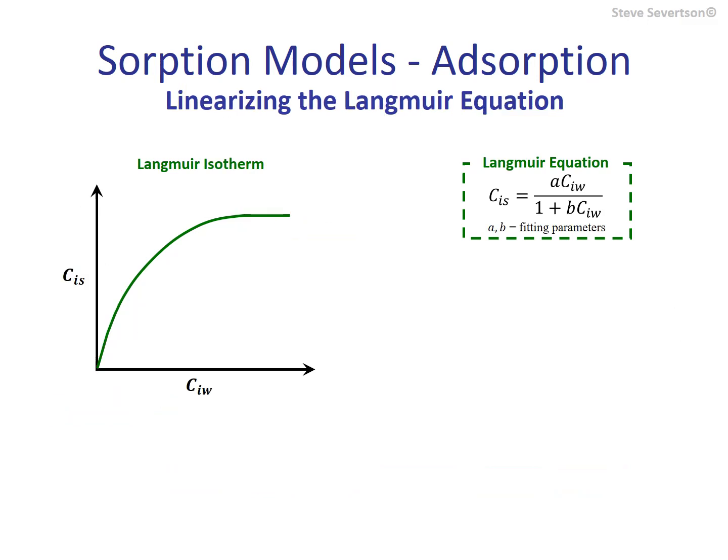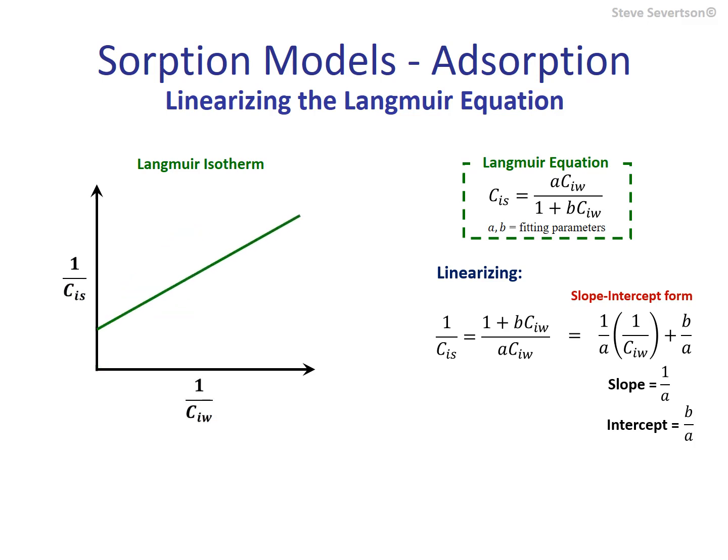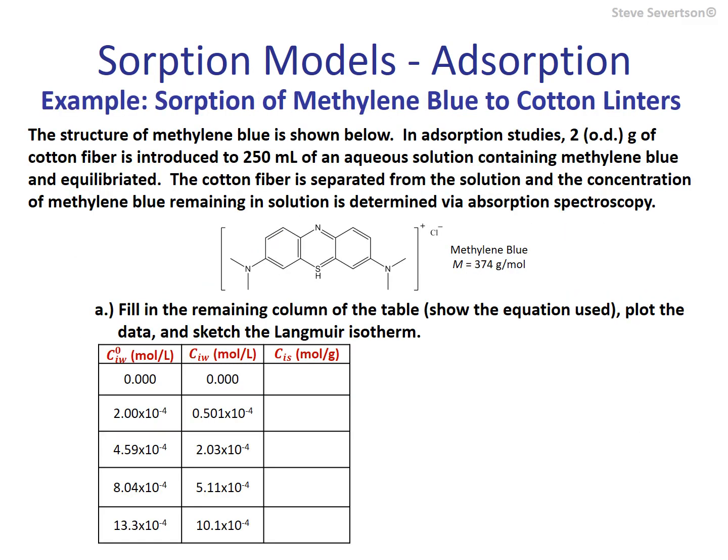Having said this, I'm still going to briefly review how to linearize the Langmuir equation. To start, let's invert the equation and rearrange it into its slope-intercept form. The equation indicates that a plot of 1 over the equilibrium solid phase concentration of the solute versus 1 over the equilibrium concentration of the aqueous solution should produce a straight line. A fit of the line provides a slope and an intercept. From these, we can obtain the fitting parameters A and B. Let's go ahead and apply what we learned.